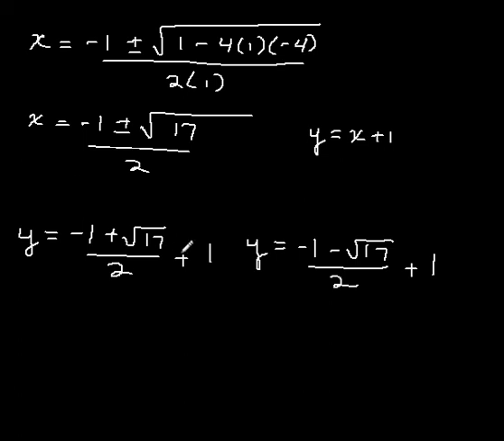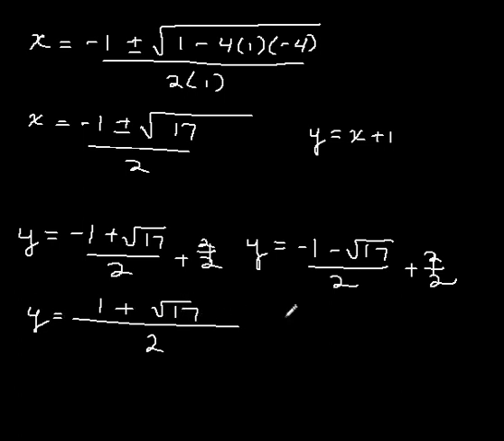It's not hard to add 1. It's the same as adding 2 over 2, right? This is the same as 2 over 2 and 2 over 2. So we're going to get the common denominator is 2. Negative 1 plus 2 is 1, plus the square root of 17, over 2. And our other y value is negative 1 plus 2, 1 minus the square root of 17, over 2. Those are your two values. Oh, never mind. That's right.